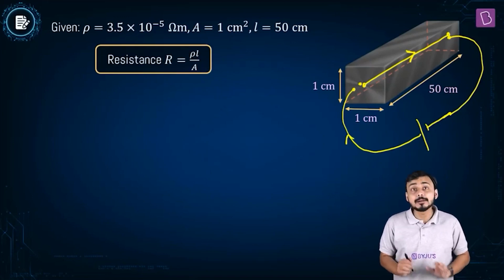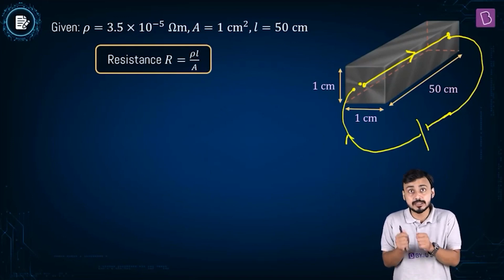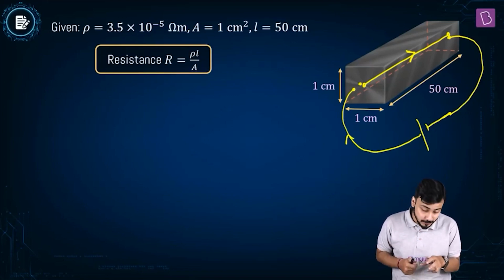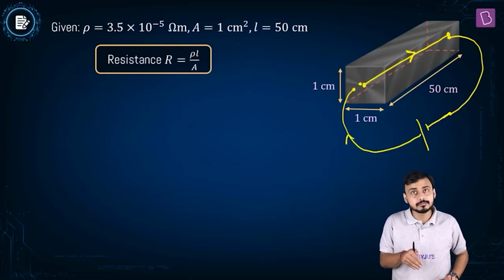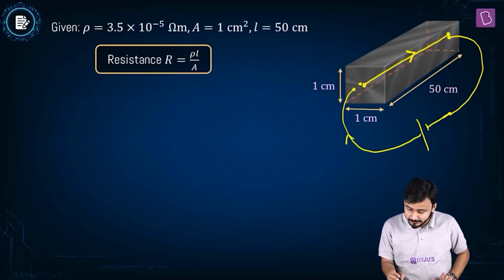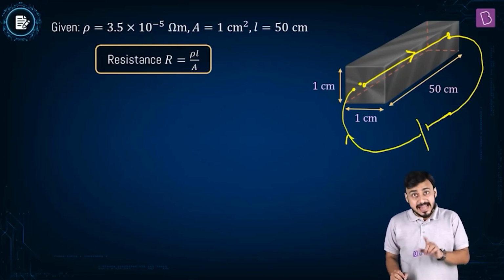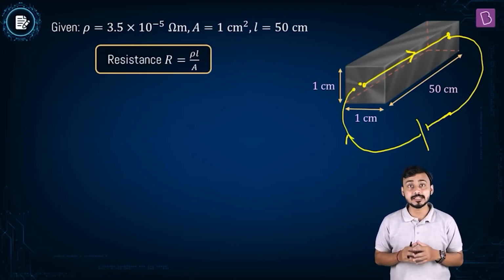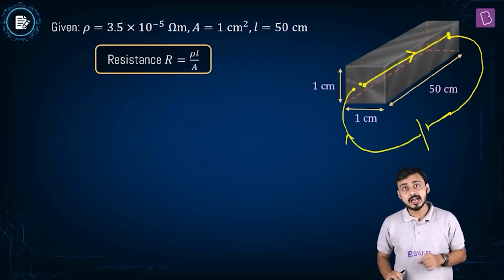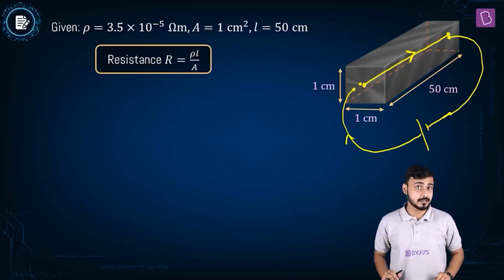So based upon the orientation, the values of L and A for this formula change, right? It's not like the system is given to you, so the length will be 50 centimeter and the area will be 1 centimeter square. No. Length and area are measured with respect to the current flow. Length along the current flow, the cross-sectional area perpendicular to the current flow.